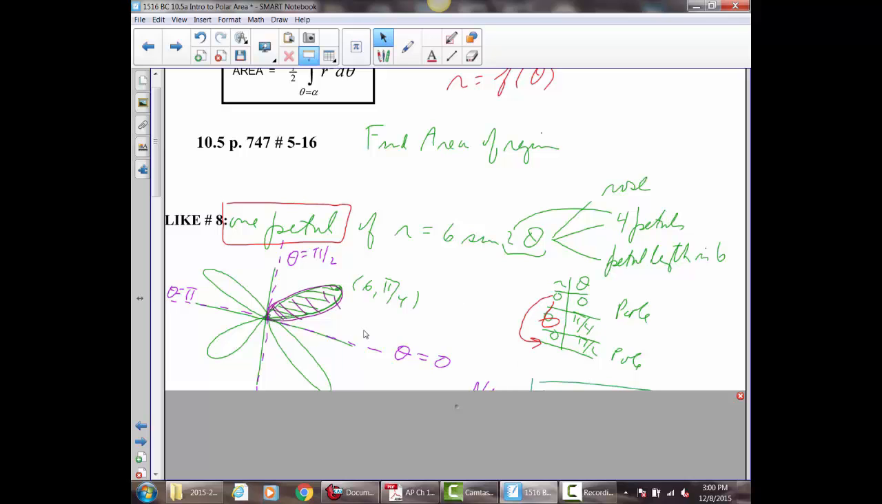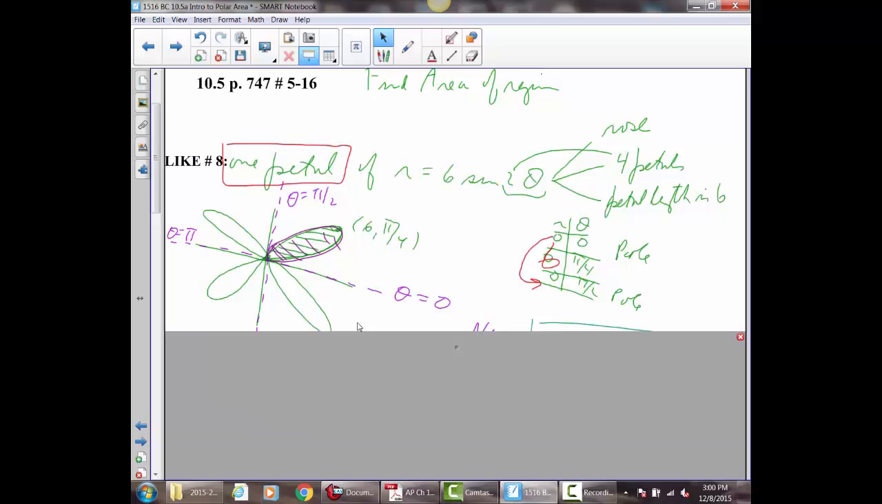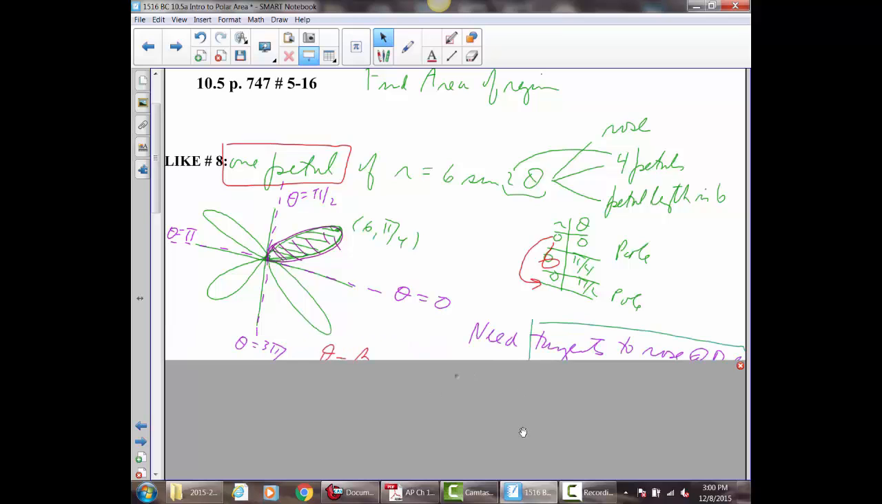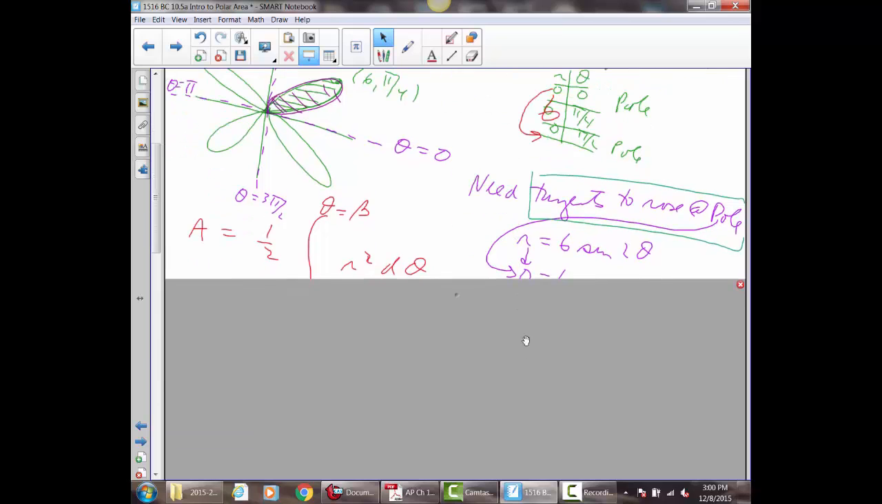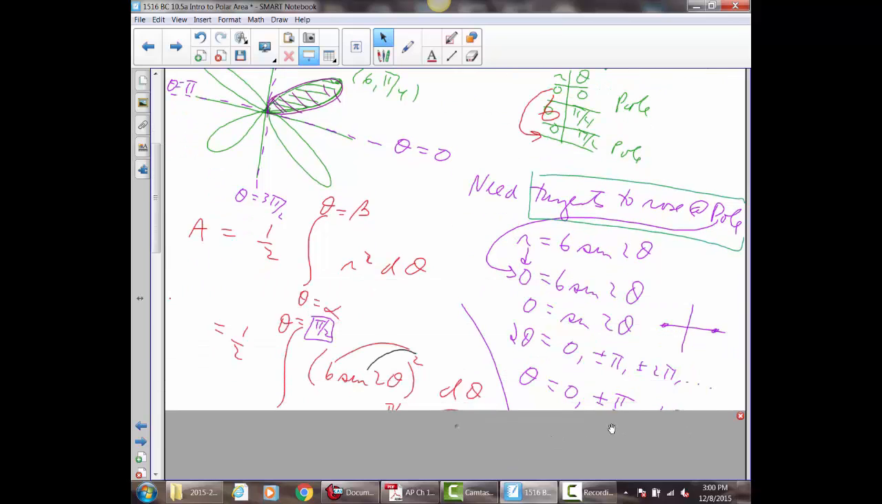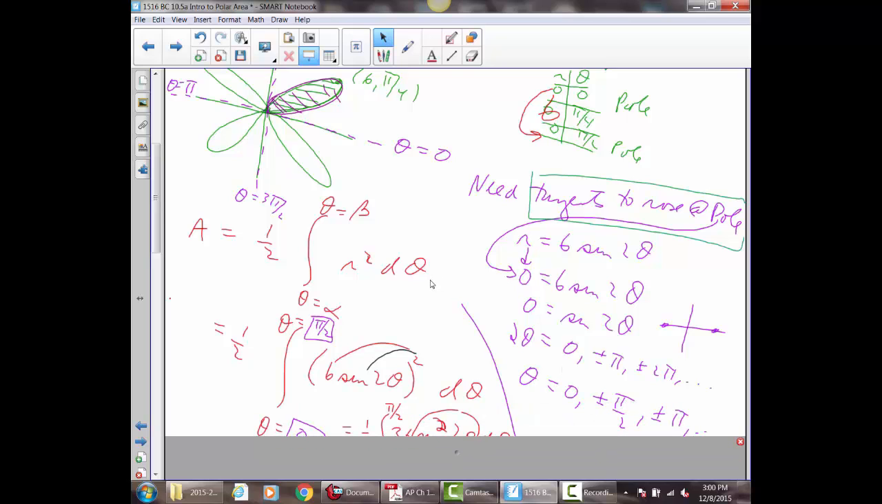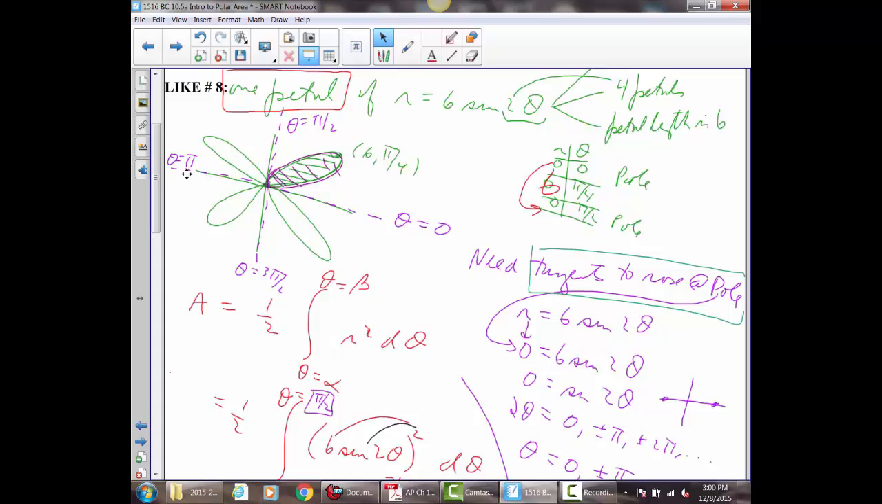There are 4 petals, and I need the tangents to the curve through the pole, not just to graph it. So we find the tangents to the rose at the pole. We take our equation, replace r by 0, and solve. We find that theta equals 0, plus or minus pi over 2, pi, etc. If I draw these tangents to the curve at the pole, you will see that the region I'm looking for is bordered by my r equals 6 sine 2 theta, and my limits of integration are going to be from theta equals 0 to theta equals pi over 2, which are the tangents to the curve at the pole.